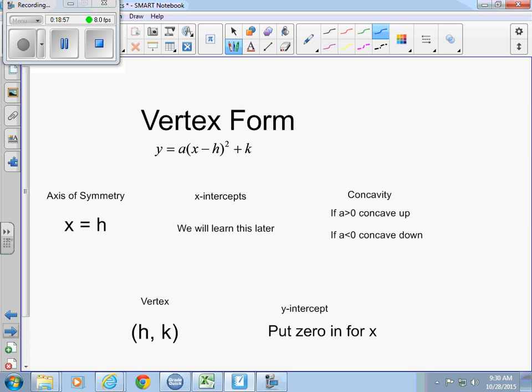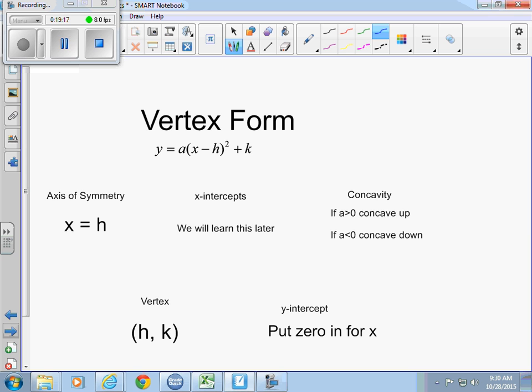The vertex form, we're going to look at what we can find in vertex form. Axis of symmetry and vertex are really, really easy in vertex form. As you can imagine, the vertex is easy to pick out in vertex form. That's why it's called vertex form.